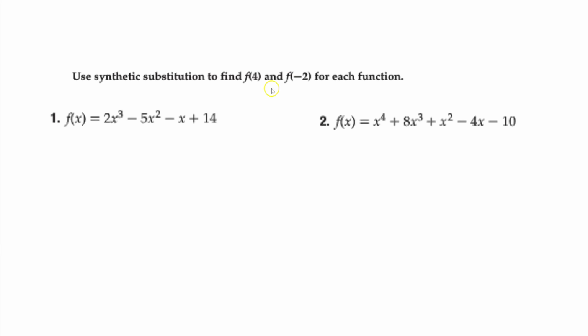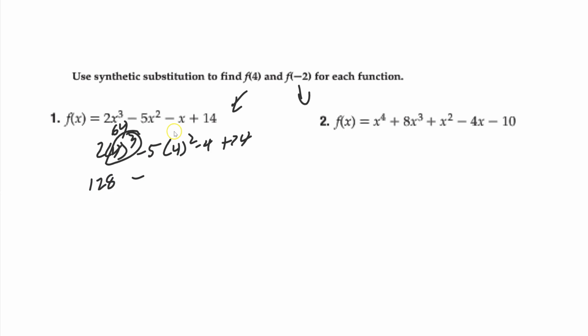Right here, we'll do f of 4 for this one, and f of negative 2 for that one. So they want me to figure out what f of 4 is. Again, what we do is just plug it in. You get 2 times 4 cubed minus 5 times 4 squared minus 4 plus 14. This is 64 times 2 is 128, minus 16 times 5 is 80, minus 4 plus 24. Who doesn't like this already? So let's see, this is 20, this is negative 60. If you add these up, I get 68. So that's one way to do it.